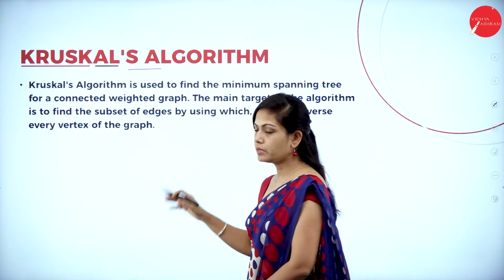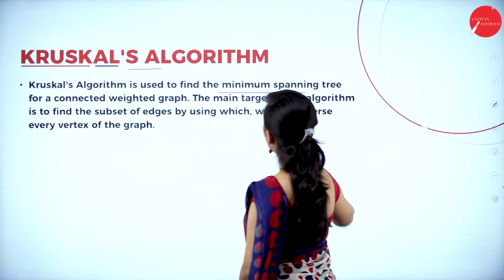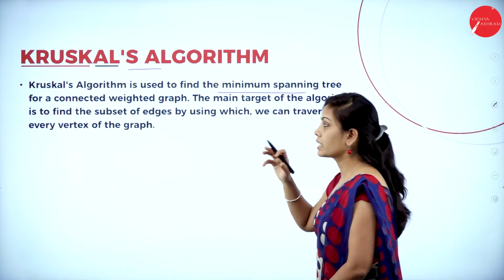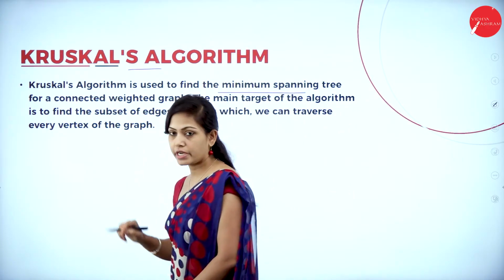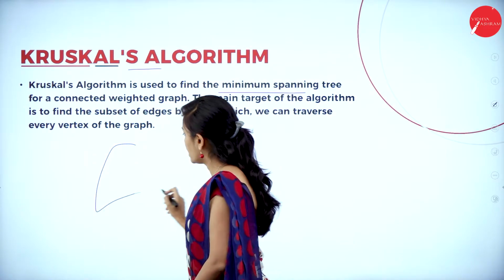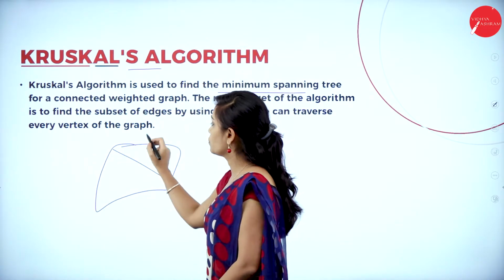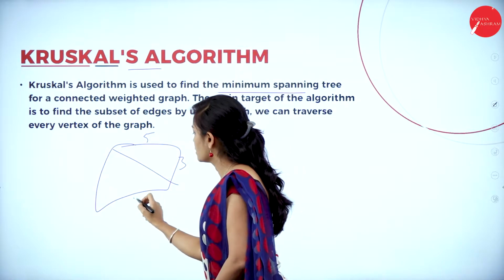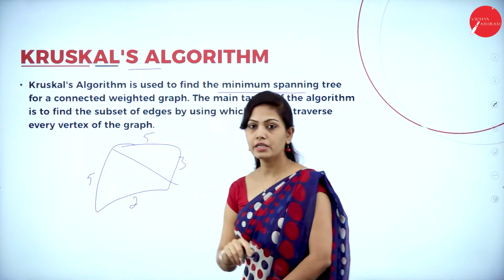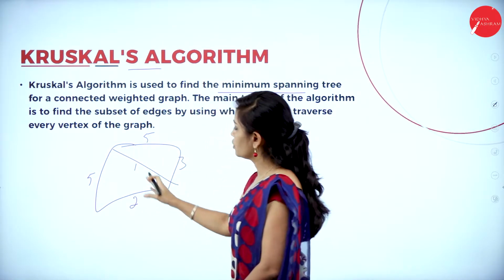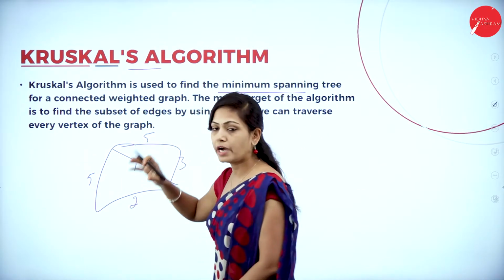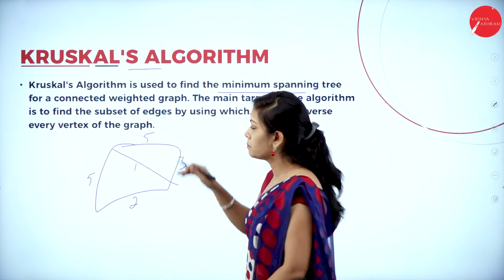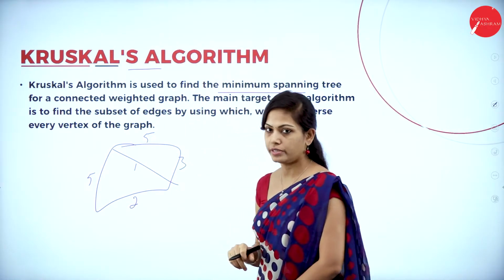Kruskal's algorithm is used to find the minimum spanning tree for a connected weighted graph. So what is this connected weighted graph? So here I draw a connected weighted graph. Now here you have one connected weighted graph. For this we are finding the minimum spanning tree by using this Kruskal's algorithm.